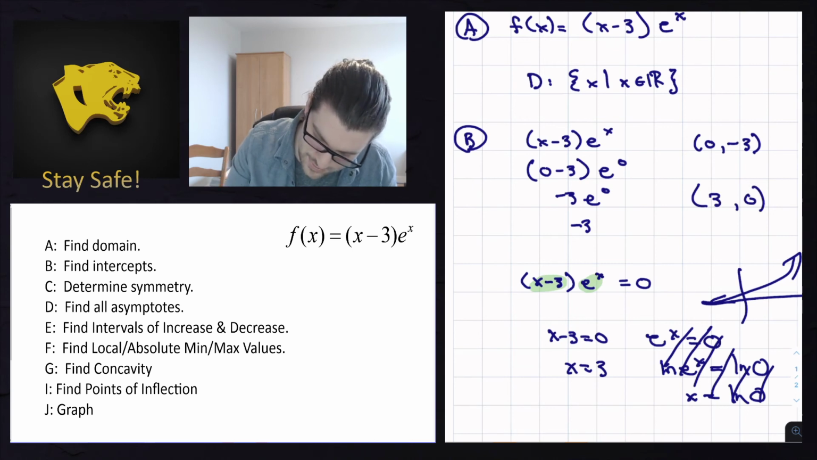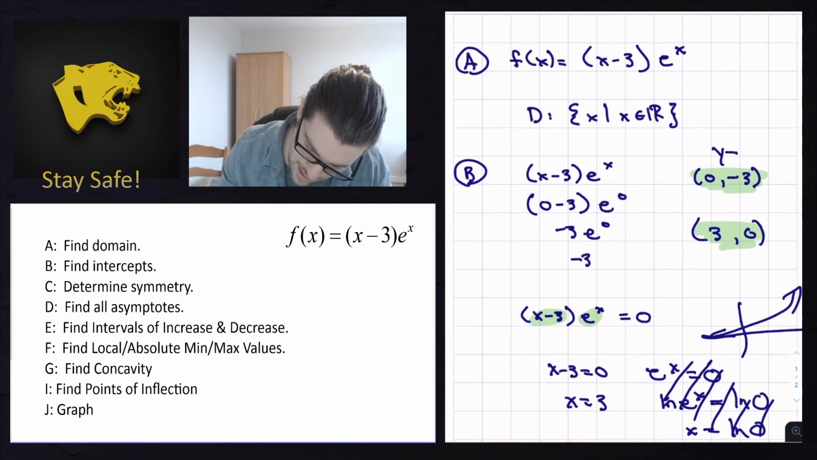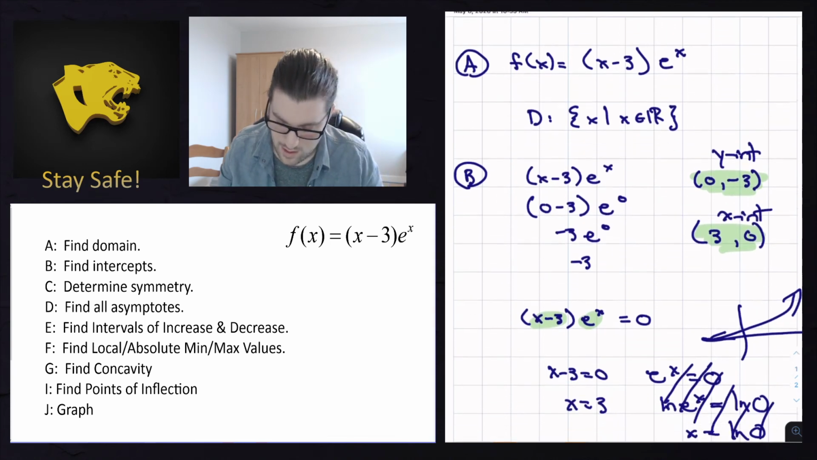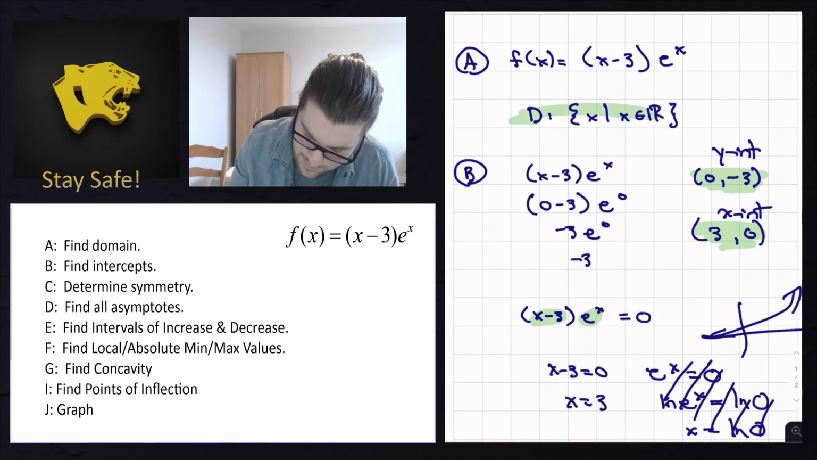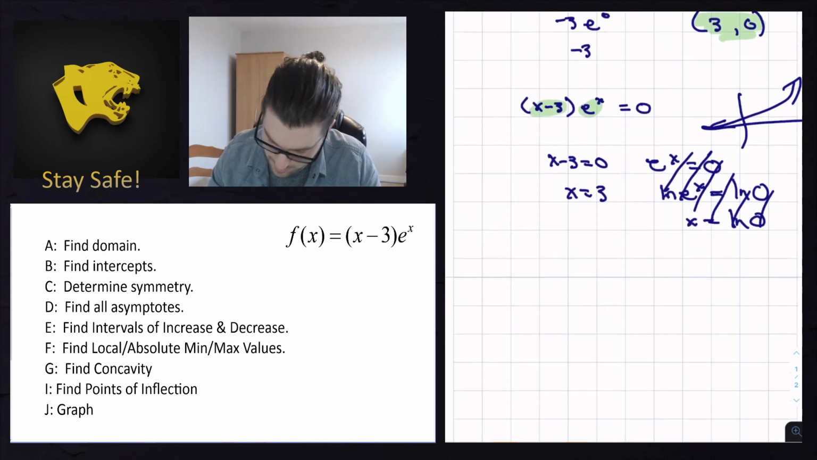So we found another couple pieces of information here: we have a y-intercept and an x-intercept. I suppose I could label those y-int and x-int, one of each. Great. And we have found the domain as well. And I've used that highlighter for something random, but that's fine.